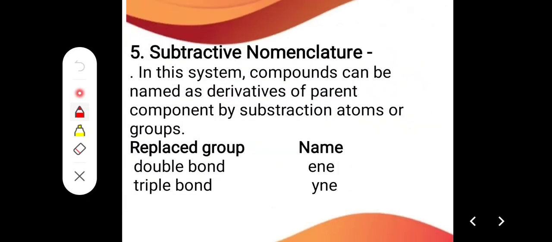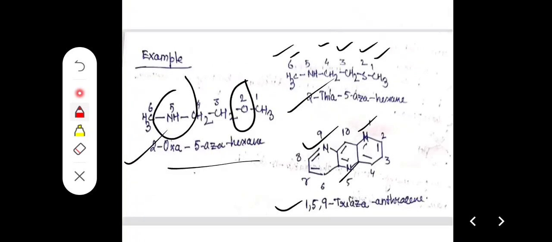Next one, subtractive nomenclature. In this system, compounds can be named as derivatives of the parent compound by subtraction of atoms or groups. If a double bond is there, we can term it as ENE. If a triple bond is there, we can term it as YNE. That is 2-oxa-5-azahexane. That is, at the 2 position oxygen is present, and at the 5 position aza is present.